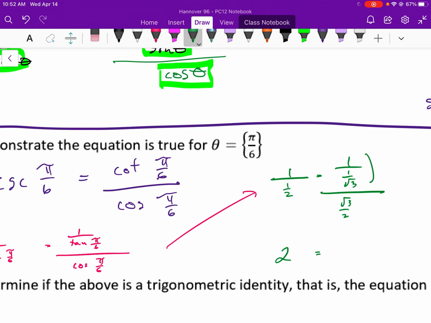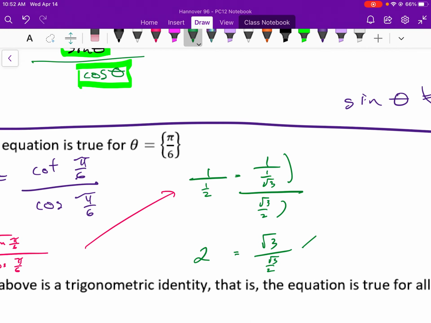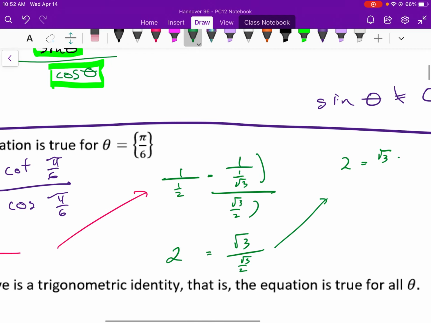The right-hand side, well, it's just a mess, isn't it? So I'm just going to choose to evaluate my numerator first, and then I'll worry about this denominator. So 1 divided by 1 over root 3 is root 3, divided by root 3 over 2. And what I get is 2 is equal to root 3, and I'm going to multiply by the reciprocal of the denominator. So I get 2 is equal to 2. So we have an equality here.